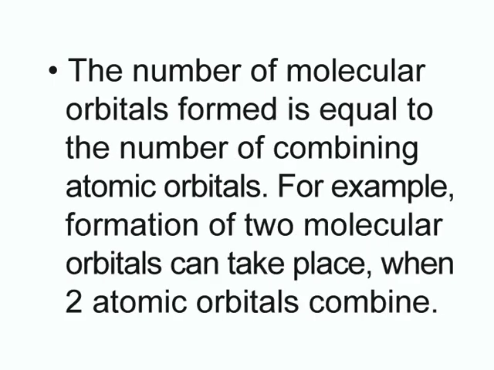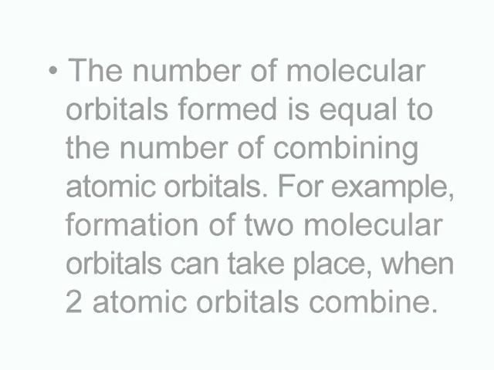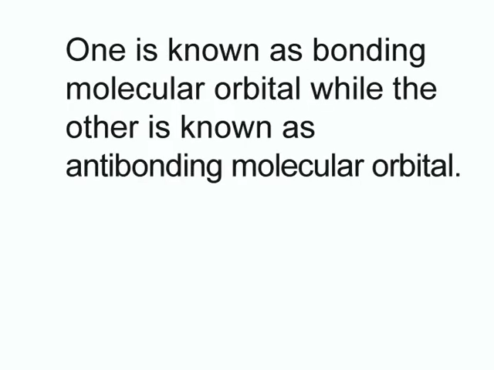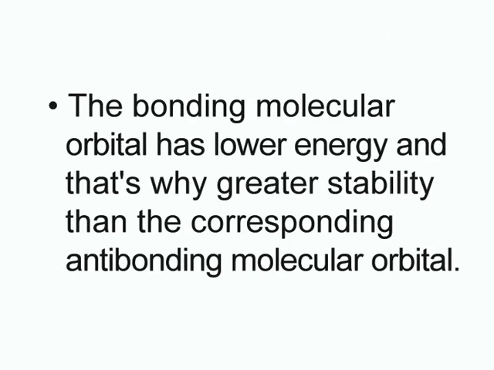The number of molecular orbitals formed is equal to the number of combining atomic orbitals. For example, formation of two molecular orbitals can take place when two atomic orbitals combine. One is known as bonding molecular orbital, while the other is known as antibonding molecular orbital. The bonding molecular orbital has lower energy and that's why greater stability than the corresponding antibonding molecular orbital.